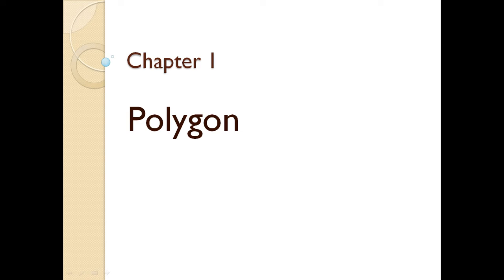Hi friends, today we will discuss the polygon, which is chapter 1 of the Manhattan book, generally used for GMAT preparation. In today's lecture we will discuss the different kinds of polygon, their perimeter, and how to find the area of different kinds of polygon. After that we will discuss some questions related to these two topics.